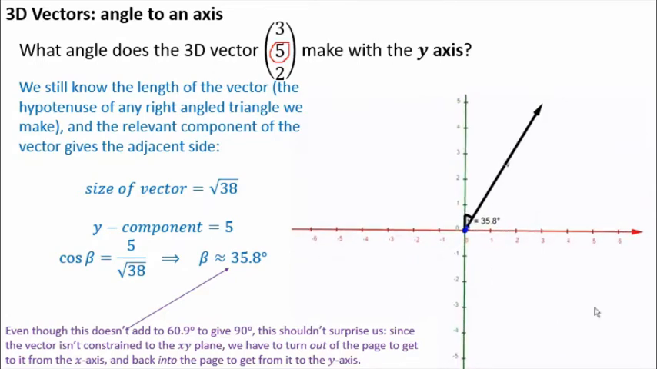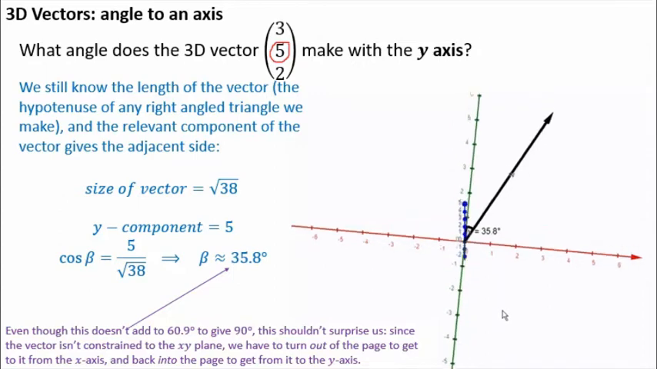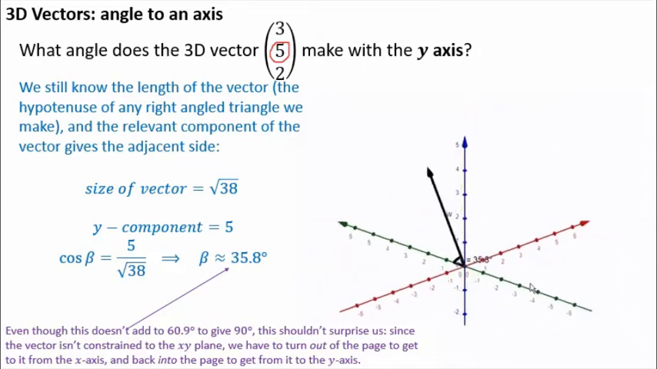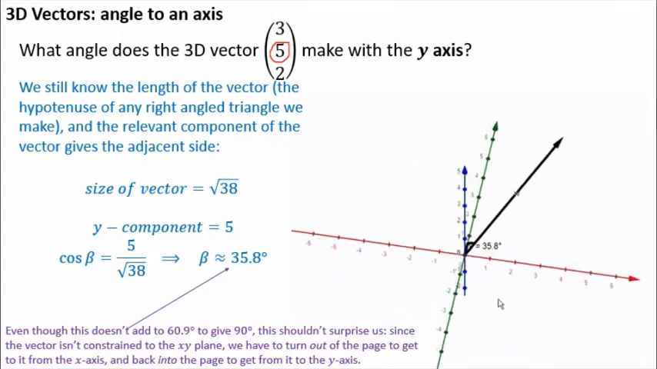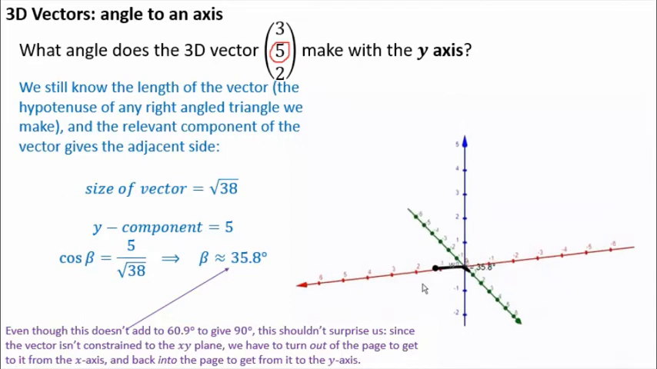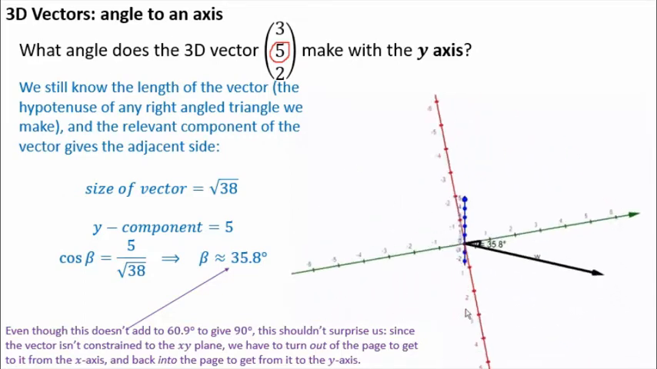You could turn it flat with the table 90 degrees clockwise, and it would end up pointing back the same way that it was. So the angles do not necessarily add up to the same thing that they would in 2 dimensions, because you're turning it through that third dimension.